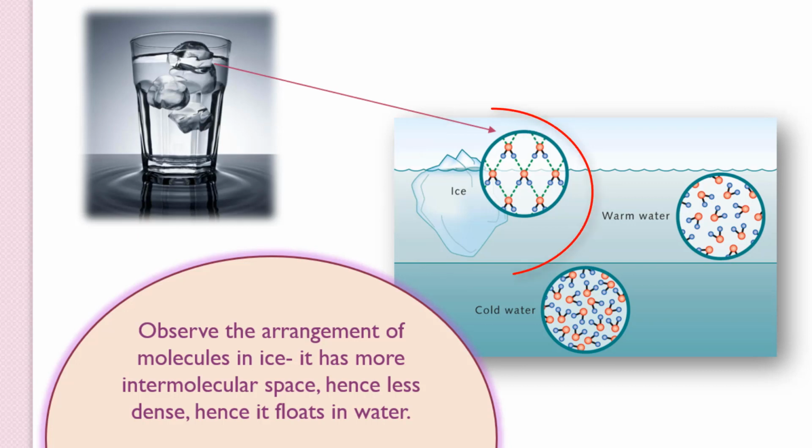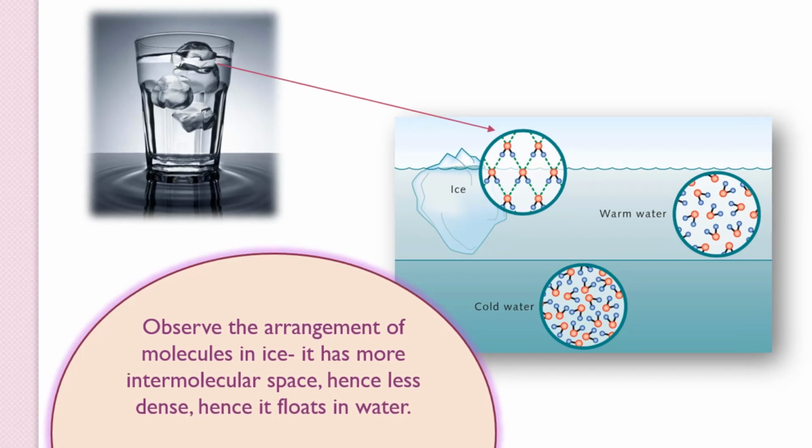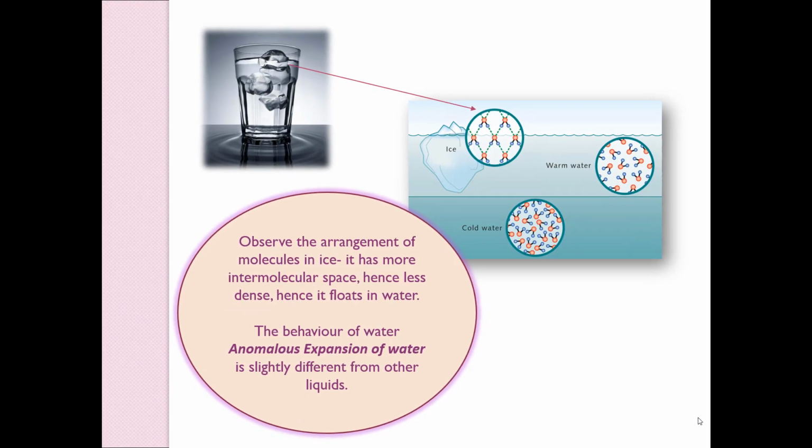You can see in this diagram, ice is at the topmost, and you can see the molecular arrangement and the space between the molecules. And you can also see the location of warm water and cold water. Cold water is heaviest and is present at the bottom, while ice, which is actually a solid form of water, should actually be down but is present on top. Because the density of ice is lesser than that of water, it floats in water. Remember this behavior of water, which is called the anomalous expansion of water.